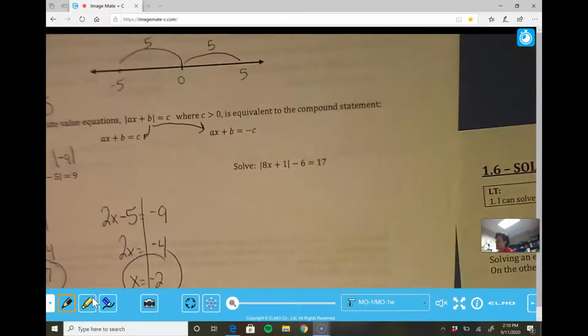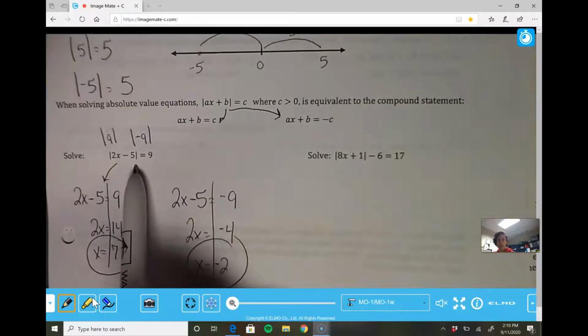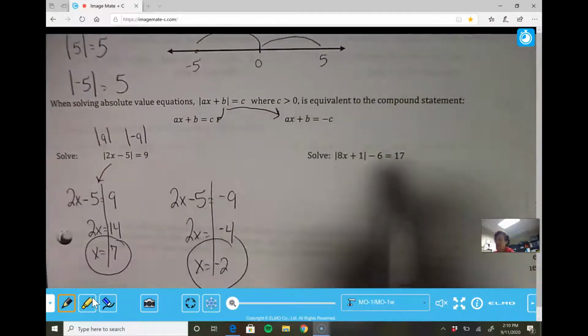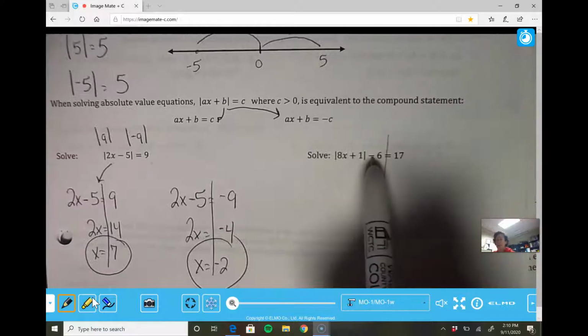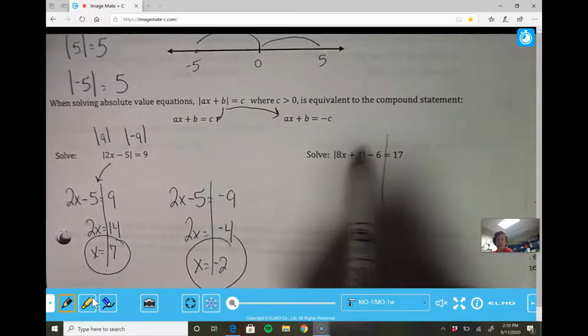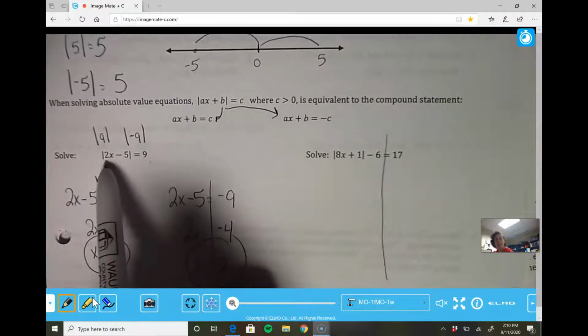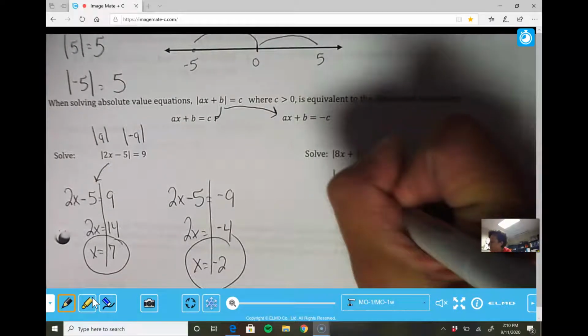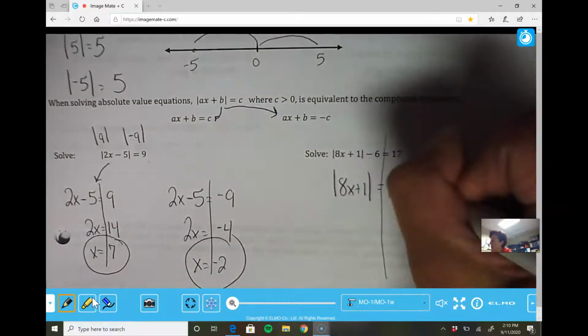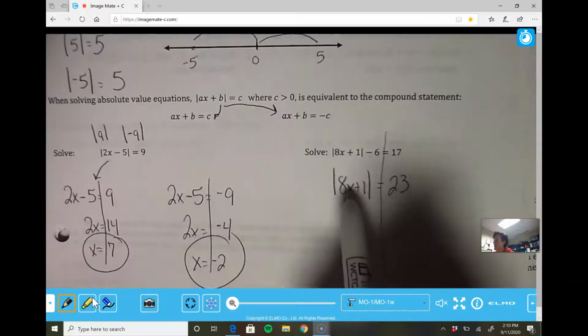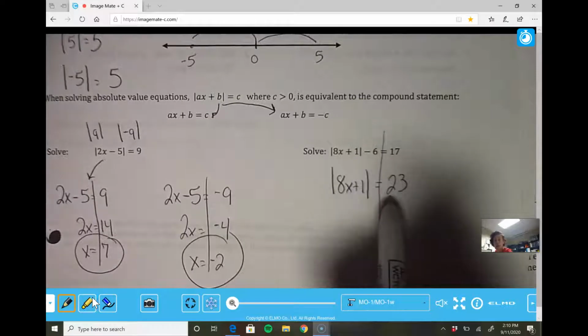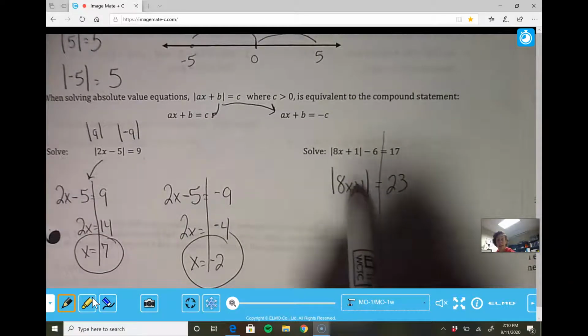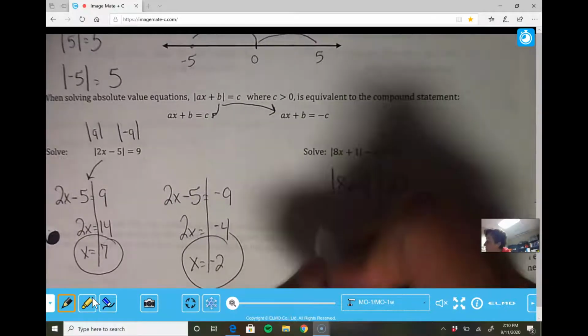So let's talk about this one. So I need this problem to look a lot like this one. The problem is on this side of the equal sign, on the left side, there's an extra number hanging out, and I can't have that there. So to get this problem to look like this problem, I'm going to add the 6 to the other side. And that's going to give me 23. So now, again, if I take some number times 8 and add 1, I could get 23, and the absolute value of 23 is 23. Or I could do that math and get negative 23 in here, because the absolute value of negative 23 is also 23.